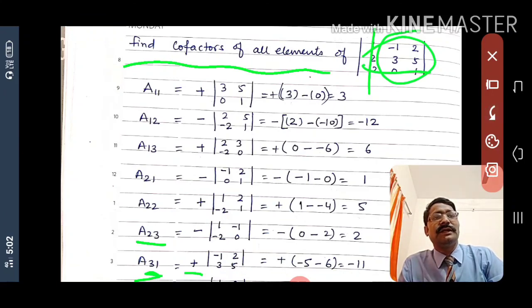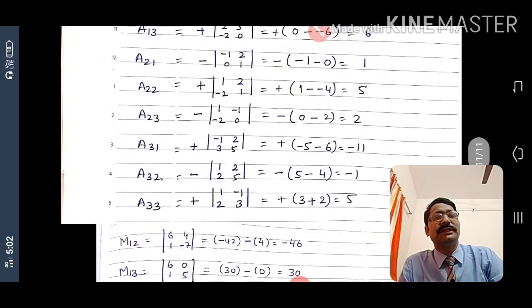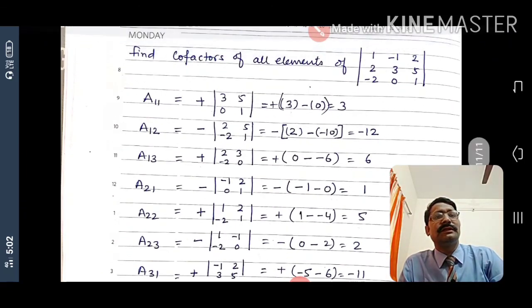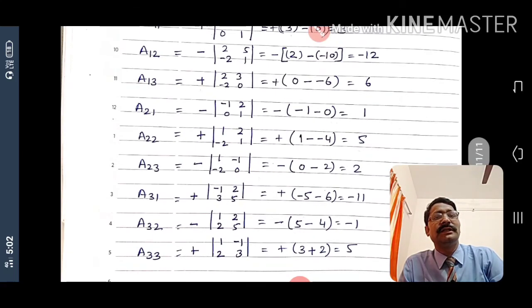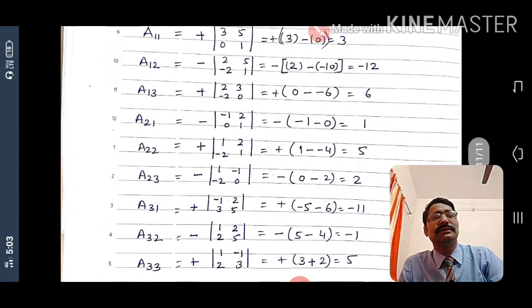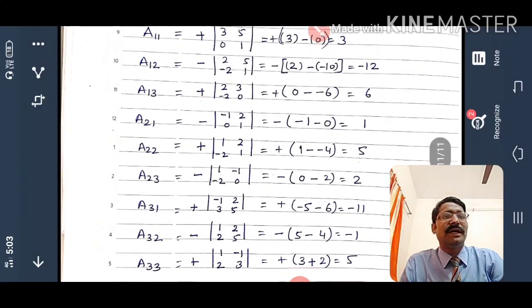Same as it is, we find for the other also. Again cross product, A32 means here you will not write third row and second column element, remaining 1, 2 and 2, 5, that you will write, and cross product you get minus 1. Next is A33. A33 means third row and third column you will not write, so 1, minus 1, 2 and 3 elements you write here, cross product you get here 5. So hope you understand this minor and cofactor.